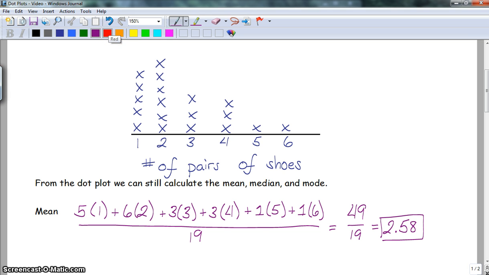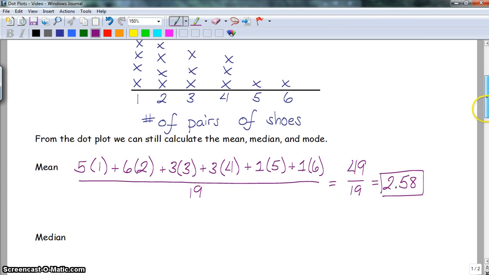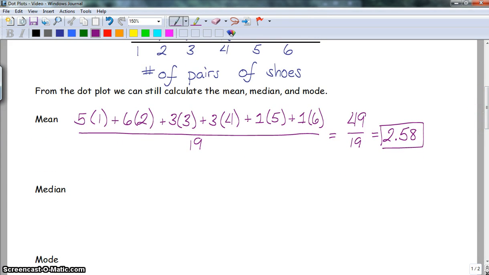When I find the median, I'm still trying to find the central value. You can do one of two things. You can find it from the graph. What I find is easier, though, is if you just relist the data values from least to greatest. It's a little less confusing. So from the beginning, there's 5 ones. 1, 2, 3, 4, 5. 6 twos. 1, 2, 3, 4, 5, 6. 3 threes. 1, 2, 3. 3 fours. A 5, and a 6.